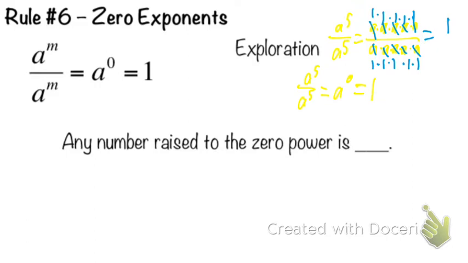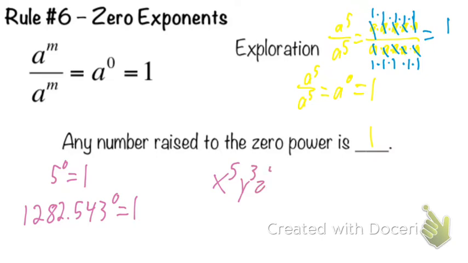Any number raised to the 0 power is 1. Now, did that say most numbers raised to the 0 power? No, it said any. So what about 5 to the power of 0? 1. What if I say 1,282.543 to the power of 0? 1. What if I say x to the 5th, y to the 3rd, z to the 4th, with 126 in front of that, all being raised to the power of 0? 1. Literally, anytime anything is raised to the power of 0, it's 1. Always 1. It doesn't matter what it is. If it's raised to the power of 0, that specific thing is 1.